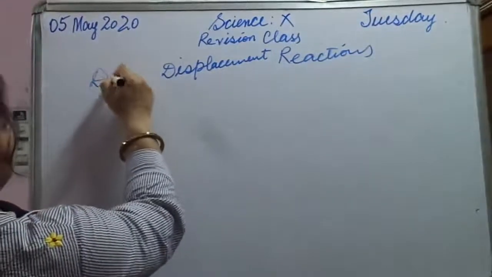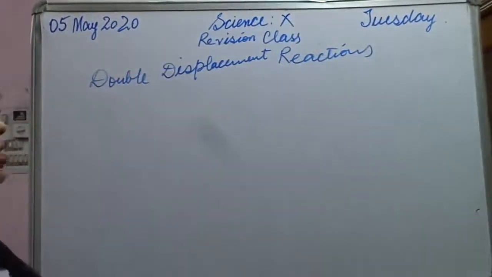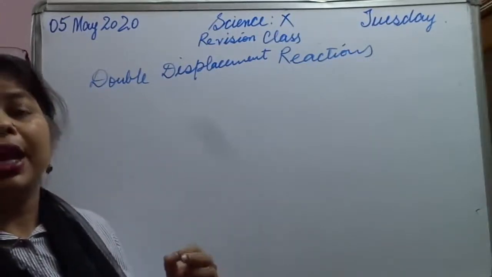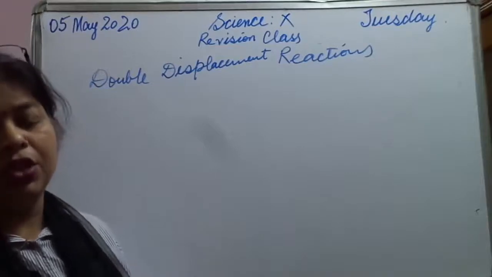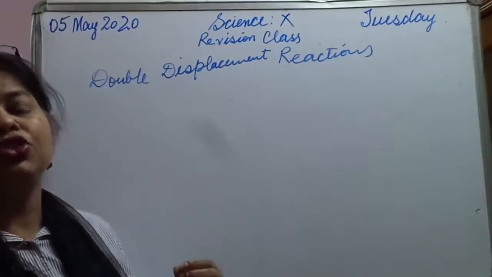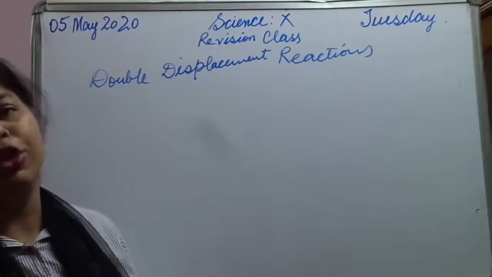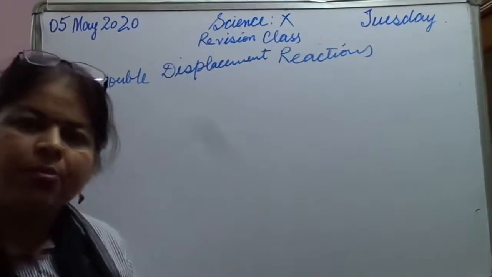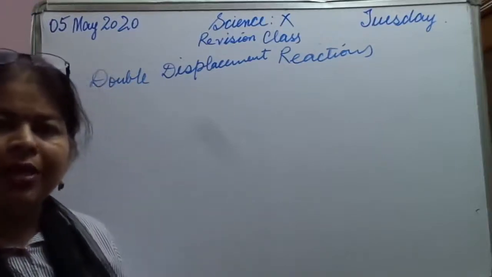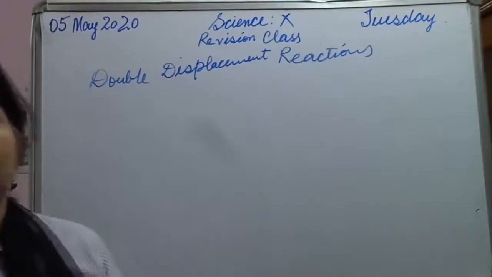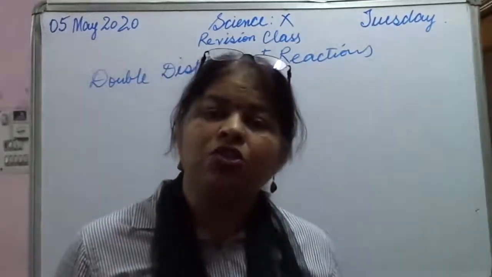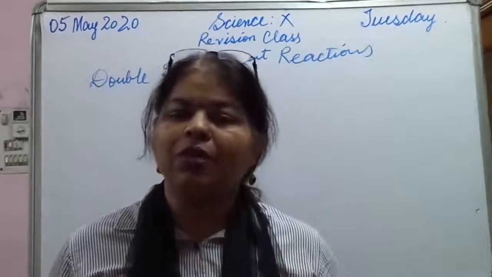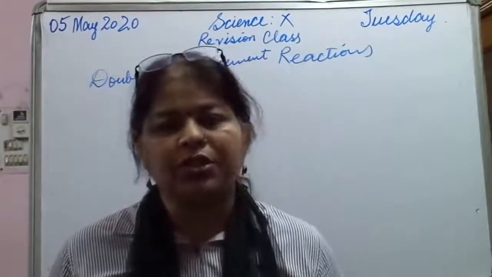So, what are double displacement reactions? As the name suggests, two times displacement is taking place. The chemical reactions in which each of both the reacting compounds get exchanged to form the products is known as a double displacement reaction. Again, the chemical reactions in which both the reacting molecules get exchanged, we say that a double displacement reaction is taking place.